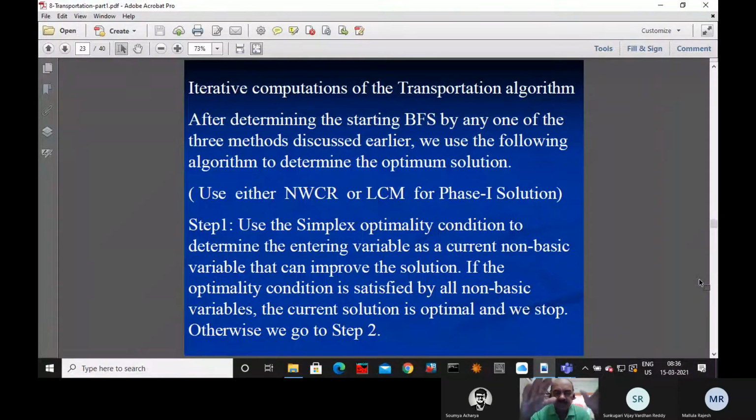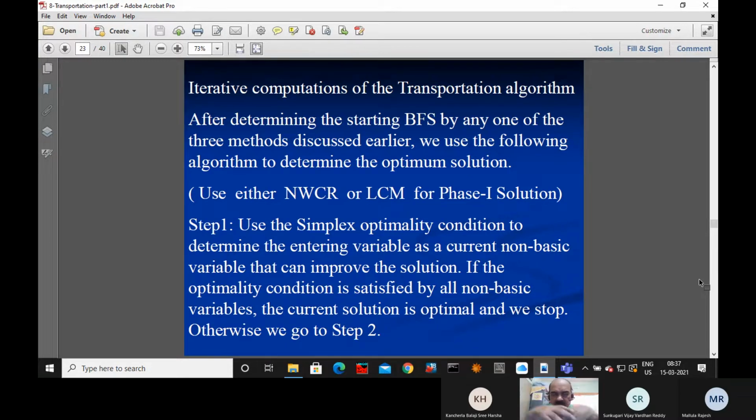So the transportation problem is a minimization type problem. Earlier we were solving linear programming problems, always of maximization type. If it is minimization type, we multiply by a minus sign and solve. Generally we solve maximization type problems, but here the transportation problem itself is a minimization type problem.